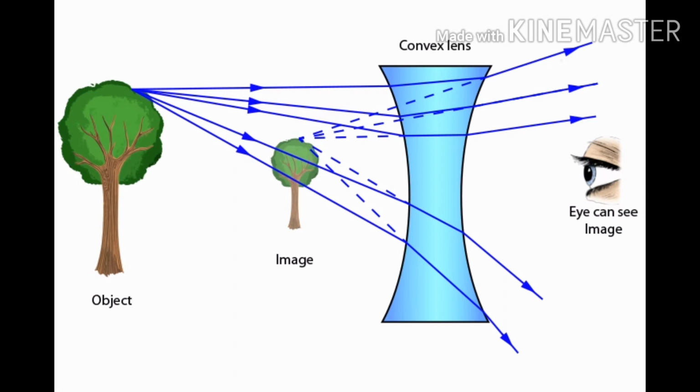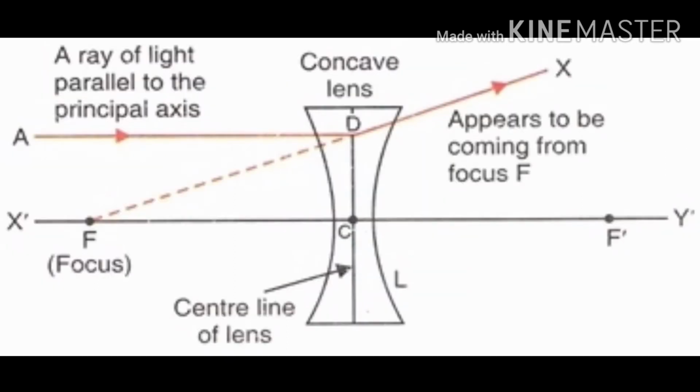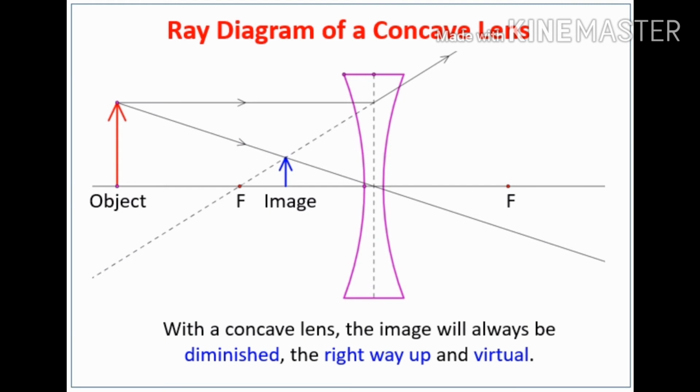If we keep the object at infinity, then we will get the image at the first focus, that is f1, which is of point size and it is virtual and erect. If we keep the object anywhere between the optical center O and infinity, then we will get the image between the optical center and focus f1, which is smaller than the object and it is virtual and erect.